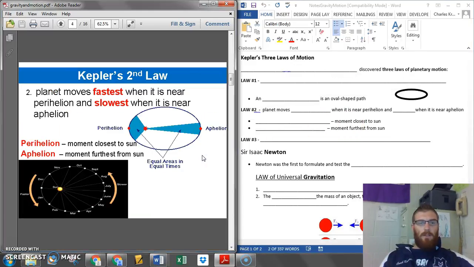Okay, moving on to law 2. Kepler's second law states that a planet moves fastest when it's near its perihelion and slowest when it's near its aphelion. So you can move that here. And the definition of perihelion is the moment that it's closest to the Sun, and the aphelion is the moment where it's furthest away from the Sun. You can see in these diagrams here that the oval or elliptical pattern of the orbit is here. The Sun is right here and right here in those situations. And this here would be the perihelion, where it's closest to the Sun. This here would be the aphelion, where it's furthest away from the Sun, and you can put those in right here.